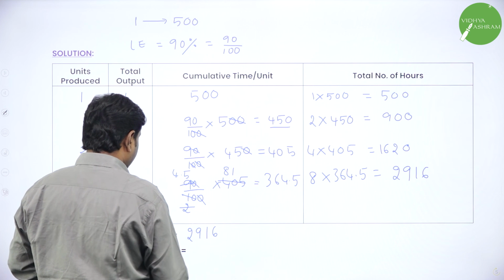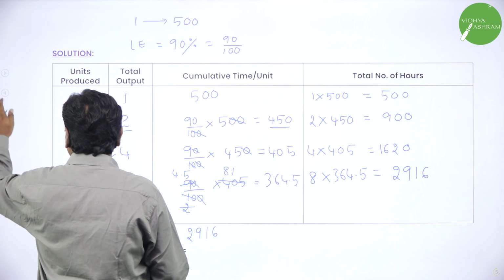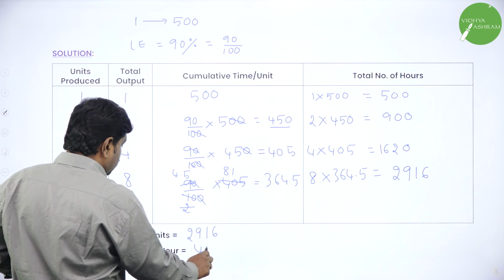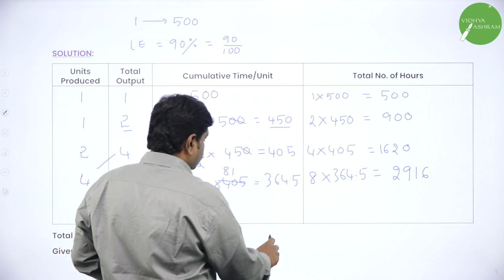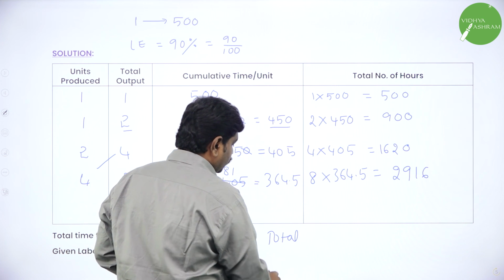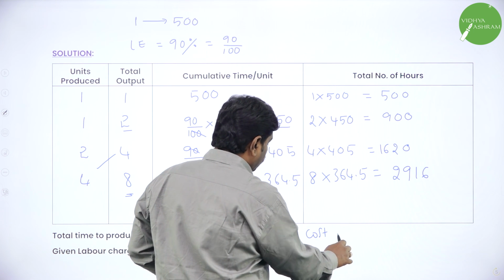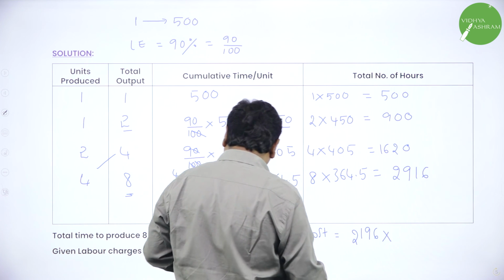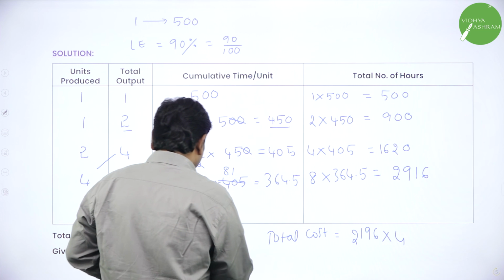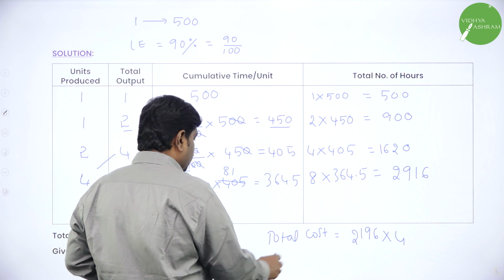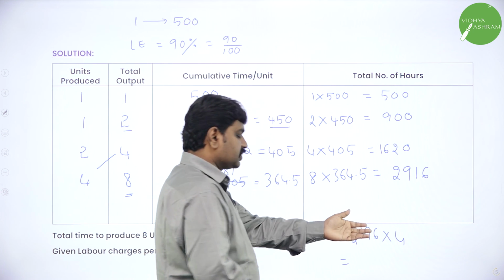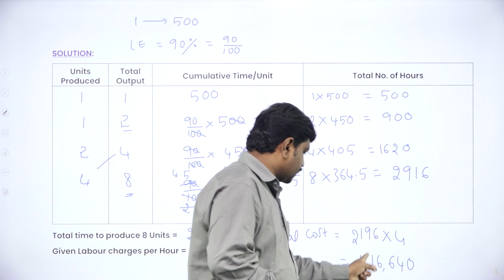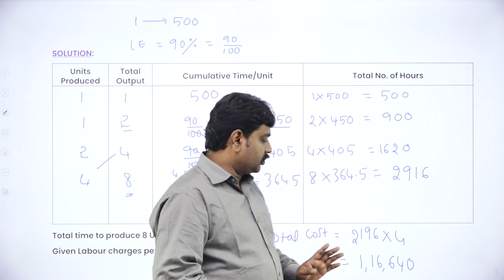2916 is the total number of hours and given labor hour. If you read the question, they give 40 per hour. So per hour they give 40 rupees. Now total cost means multiply these two. So total cost to produce 8 units is equal to number of hours 2916 hours into 40 rupees. So this is hours, this is rupees. Multiply these two, you'll get the total. Again use calculator. You'll get 1,16,000. So now this is the cost.